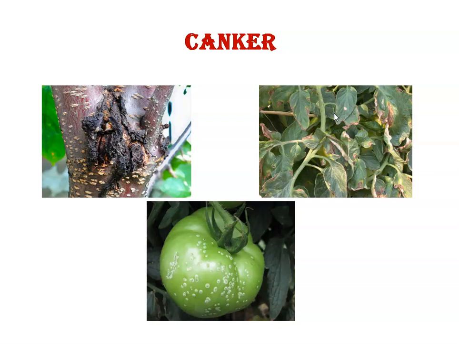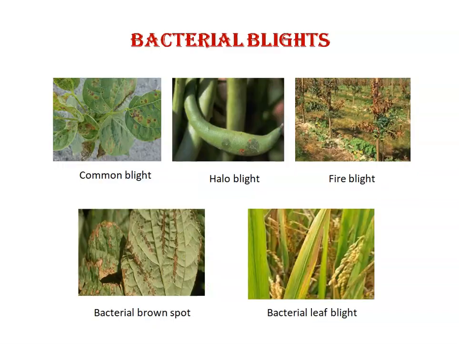Twigs and branches die back. General wilting often results from a systemic infection, disrupting water flow. Then fruit spots. Just look at this third picture on tomatoes. Canker can cause bird's eye spots on fruits. Then next is bacterial blights.